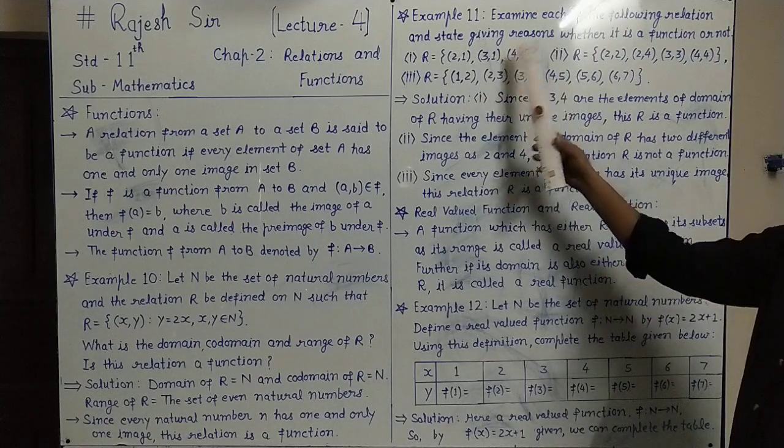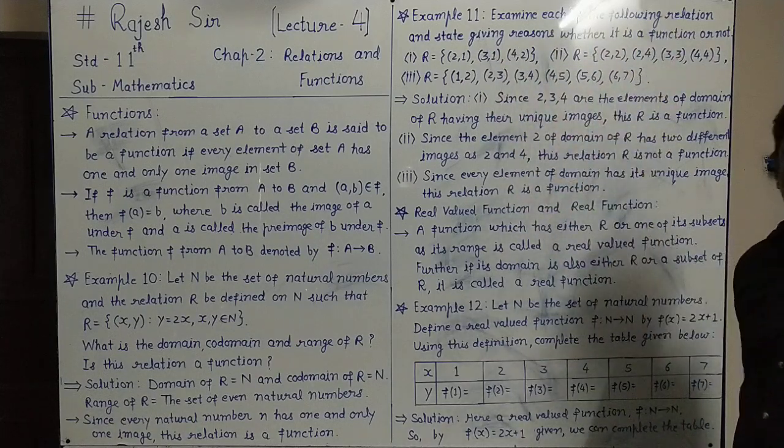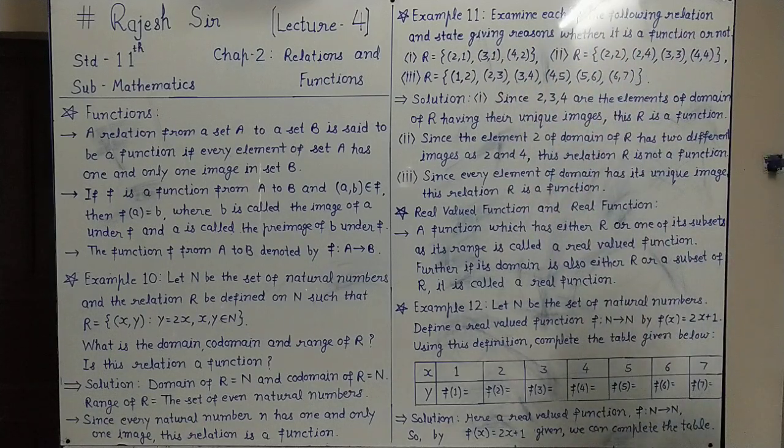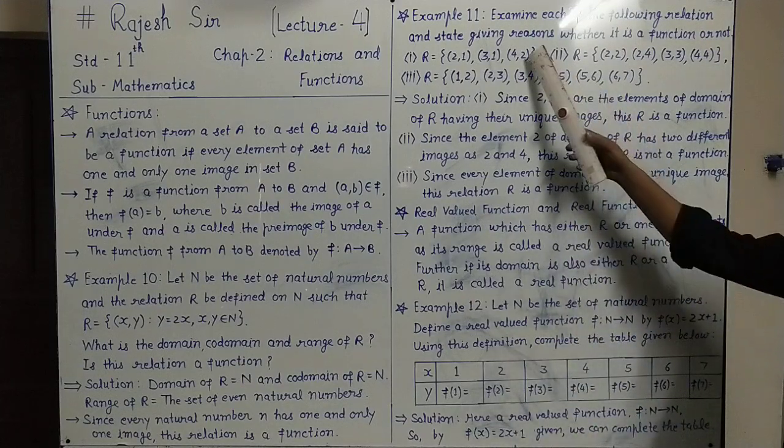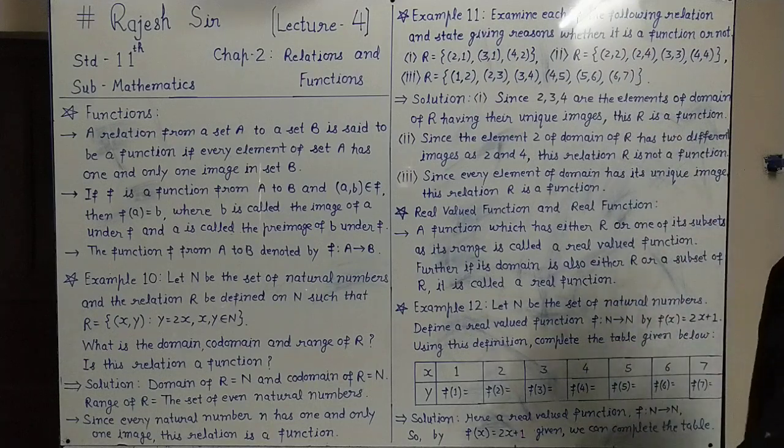One element has one image, the second element has one image, the fourth element has the next different image. So they have unique images. So this relation R is a function.